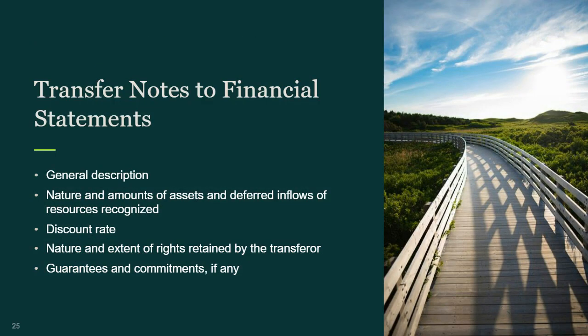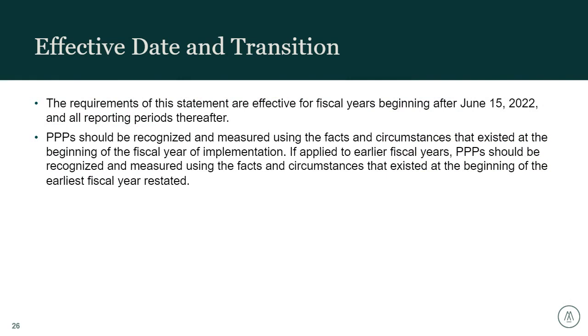As with any standard, you're going to have some additional disclosure. I think these are the type of disclosures we'd expect to see. The transferor is going to have a general description of the transaction, the nature and amounts of the assets and deferred inflows of resources recognized. Of course, the discount rate is in there, just like with leases. Any nature and extent of rights retained by the transferor, and then any guarantees and commitments are going to be disclosed. The effective date for this is going to start off first for the June 30, 2023 fiscal year end.